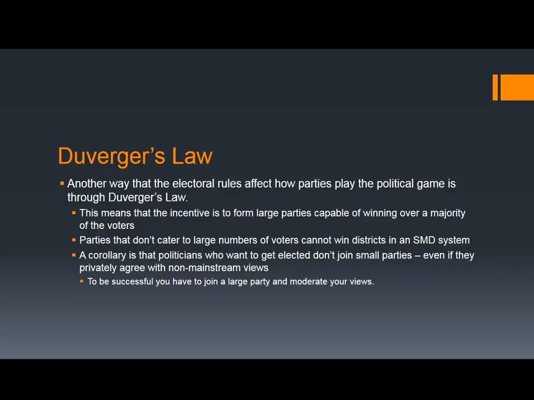So in the United States and countries like the United States, you tend to see large parties, typically two large parties. A corollary of this is that politicians who want to get elected don't join small parties, even if they in private agree with some non-mainstream views. If you want to make politics your profession, at least in the United States, you need to join a large party, and in order to do that, you have to, to some degree, agree with the party platform of the large party, and so you have to moderate your views. Well, or at least some of the time you have to moderate your views.